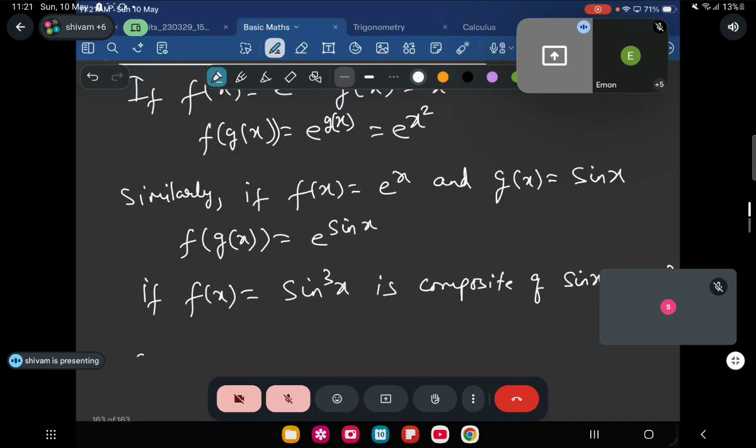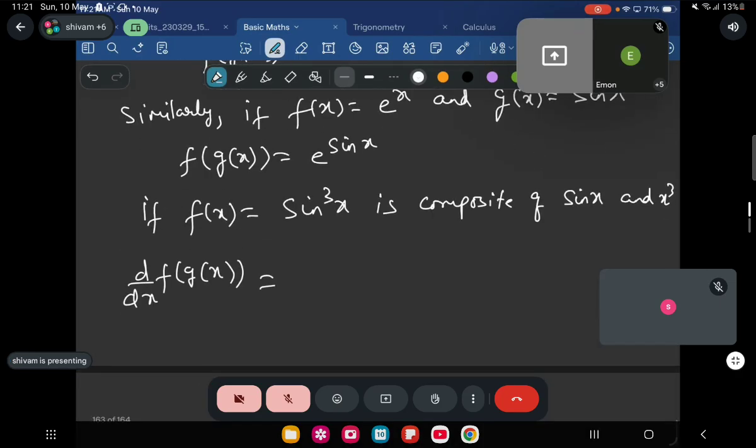Now see, if you differentiate dy by dx of f of g of x, pay attention. I want to differentiate f of g of x, everyone pay attention, it's very important. You cannot directly differentiate f of g of x. Why? Because f is a function in terms of g of x, and the denominator is dx, which means with respect to x. You cannot directly differentiate with respect to x, because f is not a function in x currently.